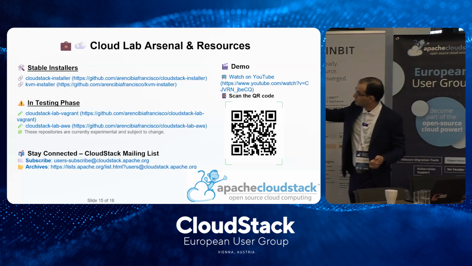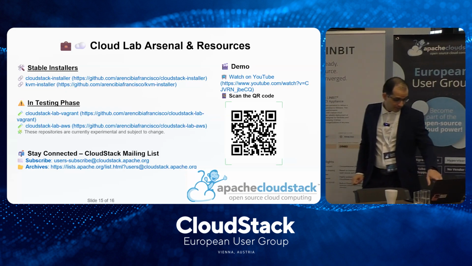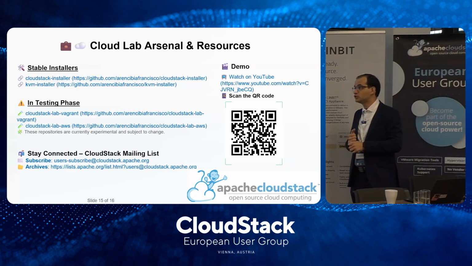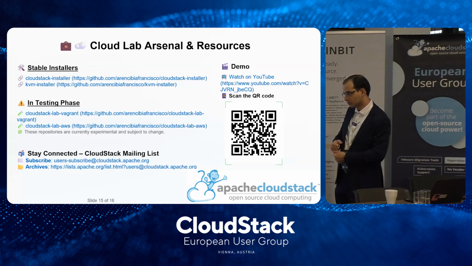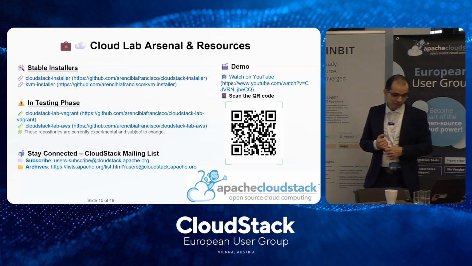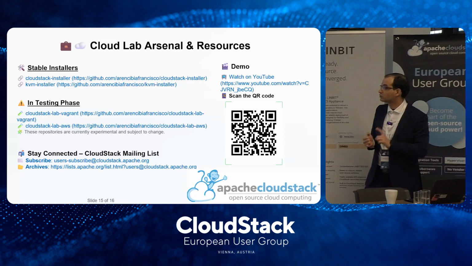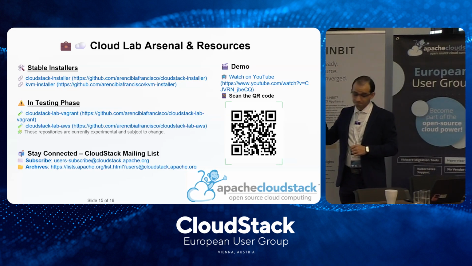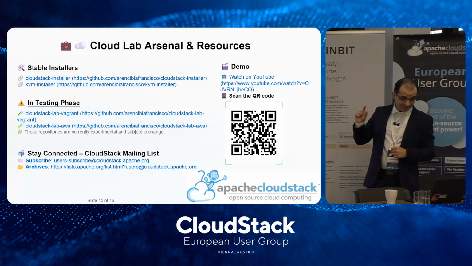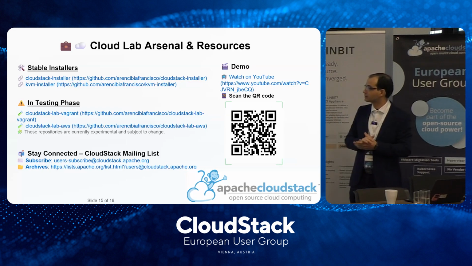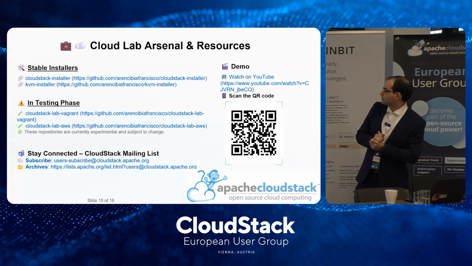I should have put it here in big red, but be careful because in AWS, nested virtualization is not enabled by default. Then you need to select an instance type which is bare metal, which is really, really, really expensive. So keep that in mind if you want to test that option.